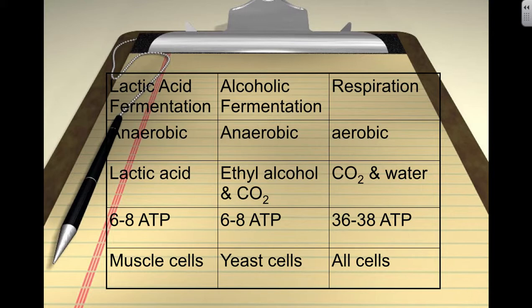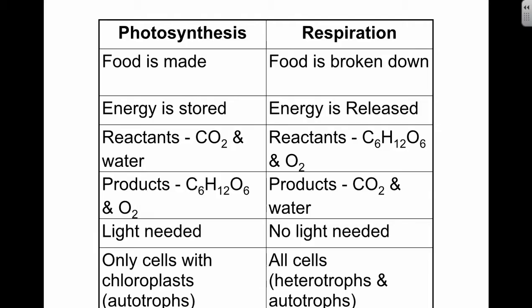Alcoholic fermentation produces ethyl alcohol and carbon dioxide. It makes, again, only 6 to 8 ATP, and this is going to happen in yeast cells. Cellular respiration is aerobic, meaning it requires oxygen. The products that are released are CO2 and water, and it makes a whole lot more ATP, 36 to 38. And this is going to happen in all cells, both plants and animals.